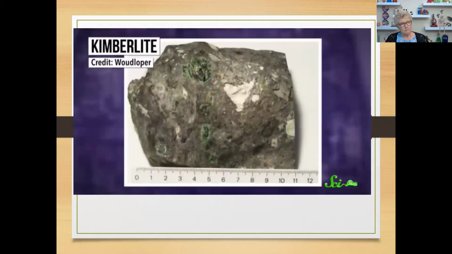If the diamonds came up much slower than that, the gradually decreasing pressure would let the carbon atoms shift back into other stable forms like graphite. At the surface, everything cooled really quickly to make these igneous rock formations called kimberlites, with diamonds hiding inside. And eventually, we humans came along to mine them.